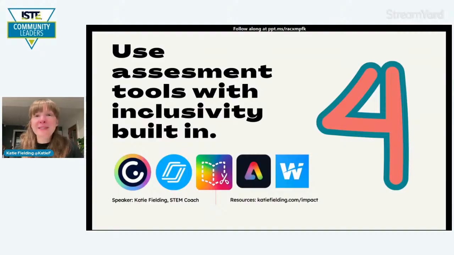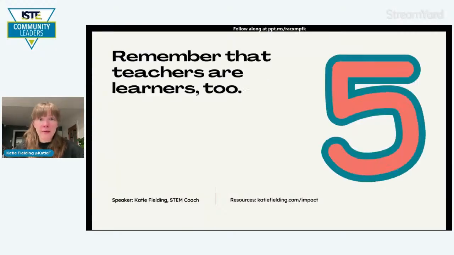Number 4, use assessment tools built with inclusivity in mind. So make sure that your assessment tools can be used by someone using a screen reader, that they have read aloud functions for those who want it, and even better would be translation functions as well. So make sure you're picking good tools that have accessibility in mind when you pick them.